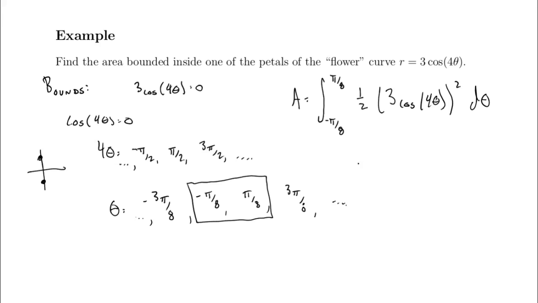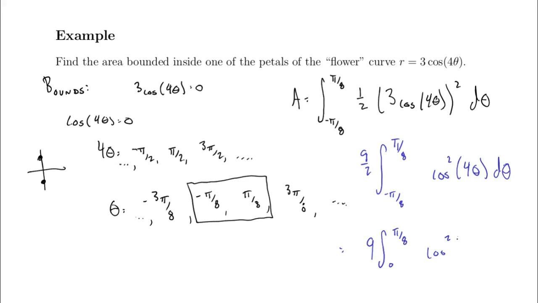d theta. So this integral is half the integral from negative pi over 8 up to pi over 8 of 9 cosine squared 4 theta, maybe I'll just say 9 halves, that'll be easier for me, of cosine squared 4 theta. And this is something that we know how to do. We can integrate this. You could also use some symmetry here for the cosine function because we're squaring this thing. So this is going to be even symmetric. So if you wanted, you could say that this is really 9 times the integral from 0 to pi over 8 of cosine squared 4 theta.